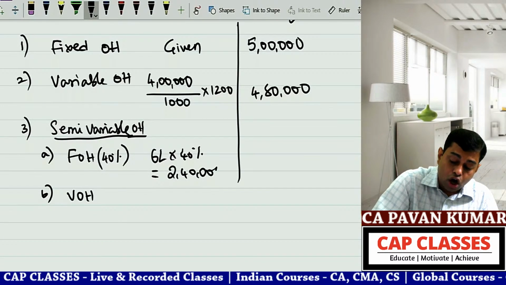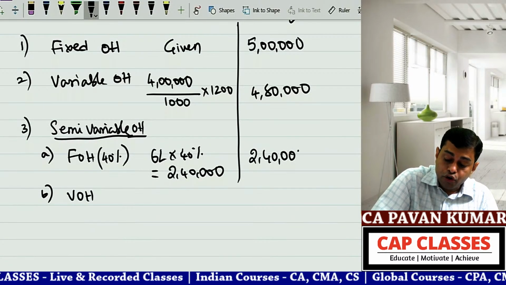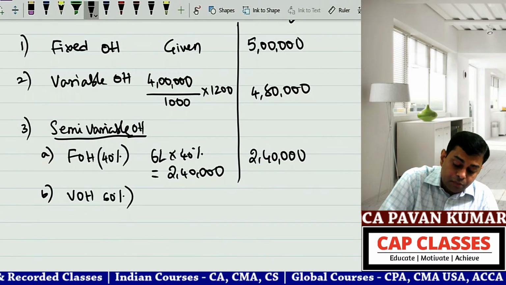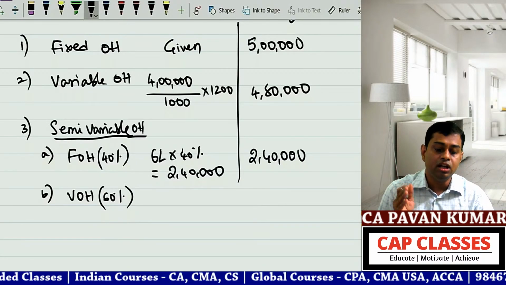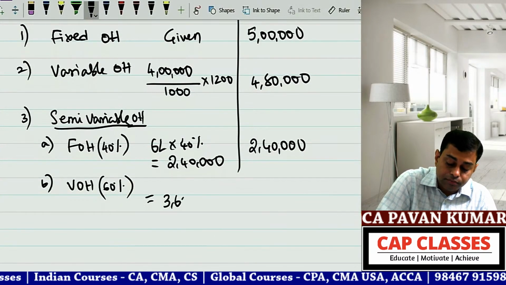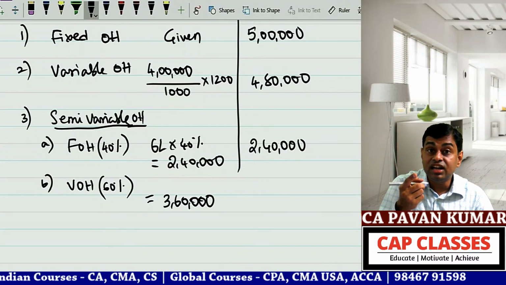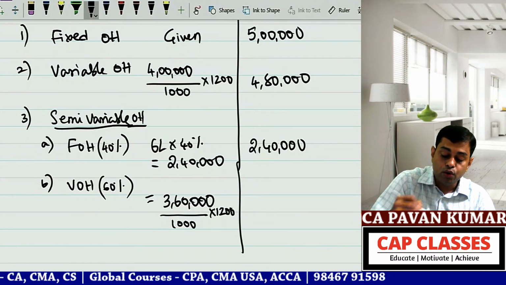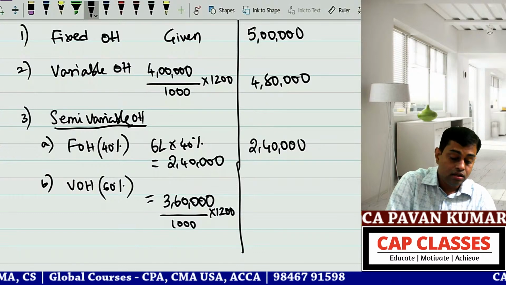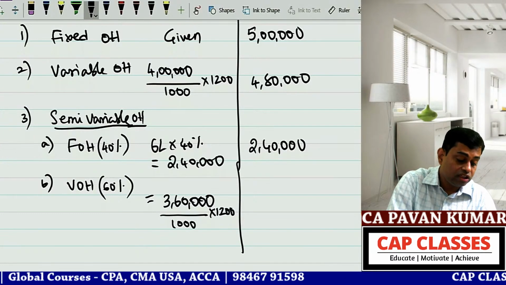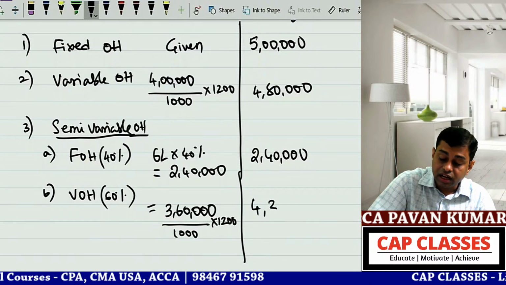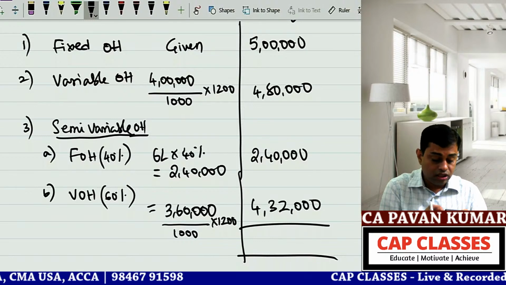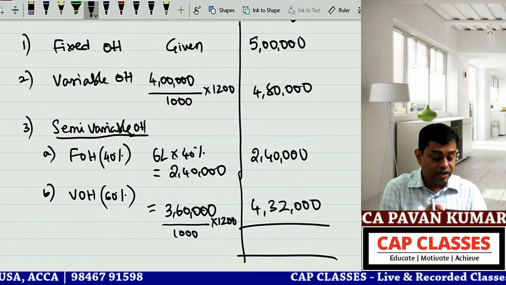Since this is fixed cost, it won't change whether you are producing 1000 units or 1200 units. It will be the same. But the variable part, 60% is variable, no? 40% fixed means the remaining 60% variable. So 60% variable, how much? 3,60,000. But this 3,60,000 is for 1000 units only, my dear friend. Next month you want 1200 units. So 3,60,000 divided by 1000 into 1200 comes to 4,32,000. Now if you add all these expenses, 4,32,000 plus 2,40,000 plus 4,80,000 plus 5 lakhs.